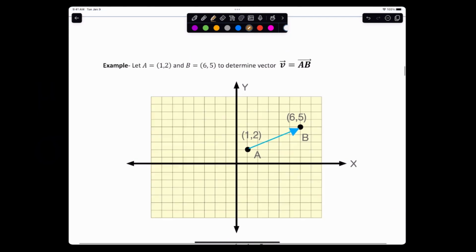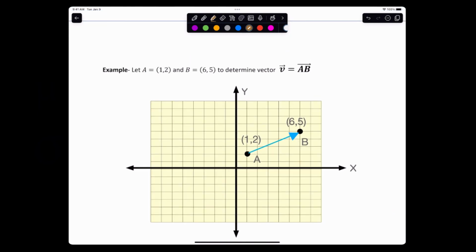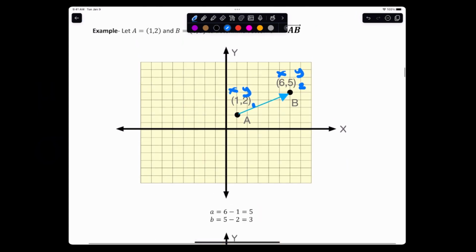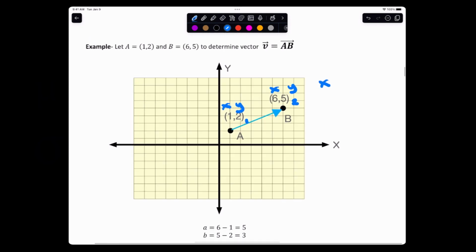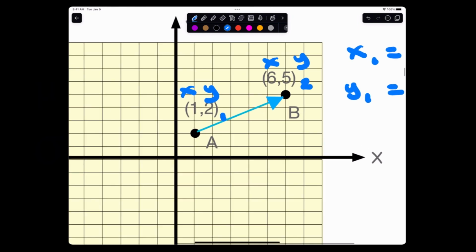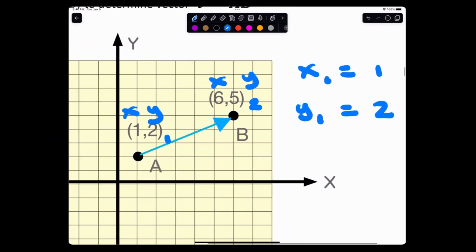So here's your first example. Okay? We're going to get the component form of this vector. So remember, your first point over here, okay? This is the first point. This is the second point. You got x, you got y. You got x, you got y. So it might be helpful for you to say, okay, x1 is 1, y1 is 2. Okay, does everybody agree with that information? Your first point?